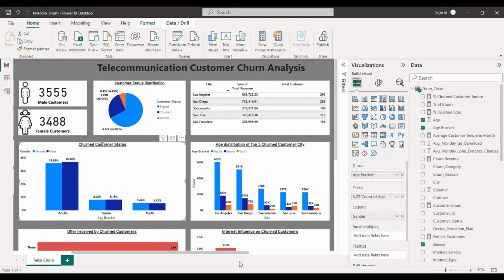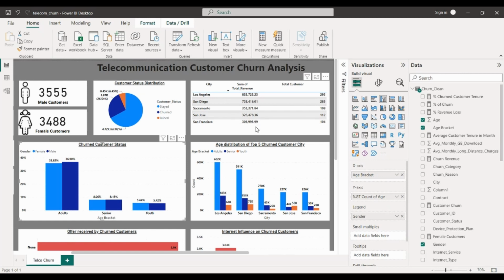So if we talk about age, as I said earlier, now I will tell about the effect of age on city. Many adults are going towards attrition. Los Angeles and San Diego were the topmost two cities where attrition was at a high rate.